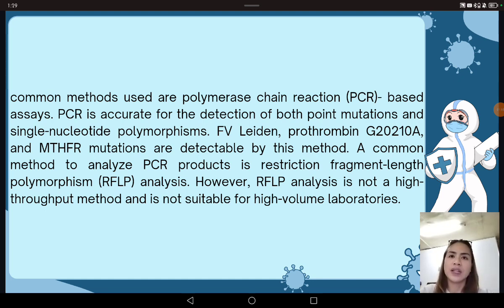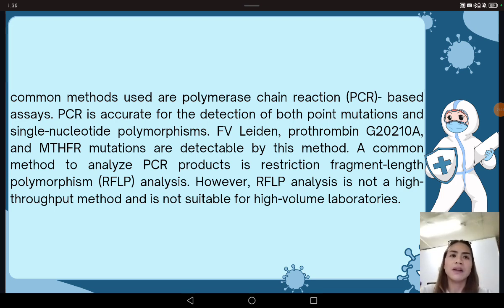Polymerase chain reaction is a technique used to make many copies of a specific segment of DNA. It's very accurate for finding small changes or variations in the DNA, such as point mutations or single nucleotide polymorphisms, which are differences in a single building block of DNA. The mutations related to factor V Leiden, prothrombin, and methylene tetrahydrofolate reductase can all be detected using PCR.